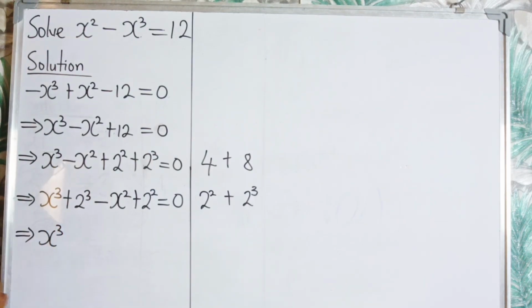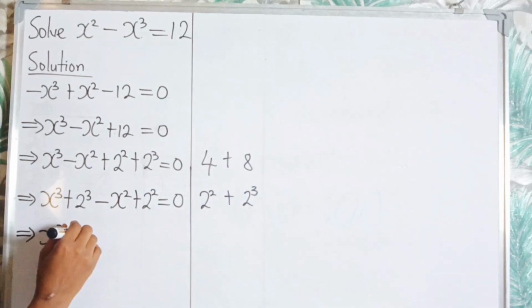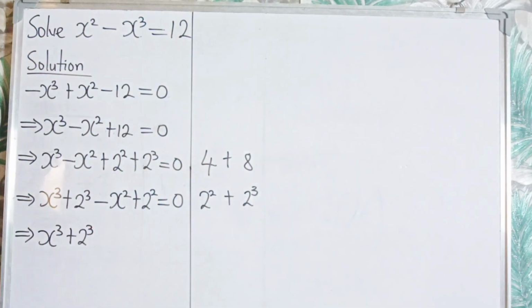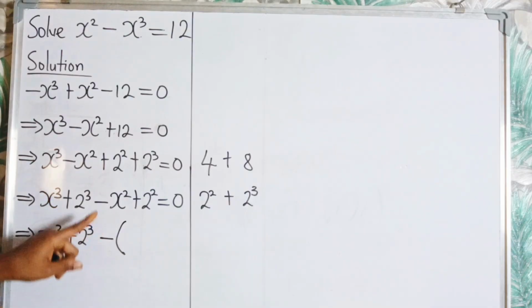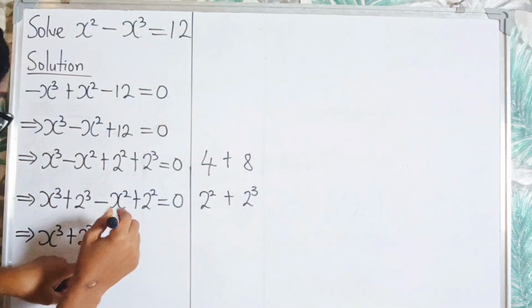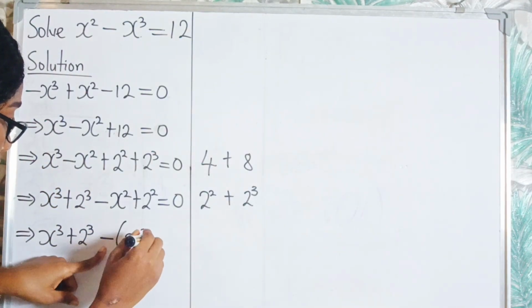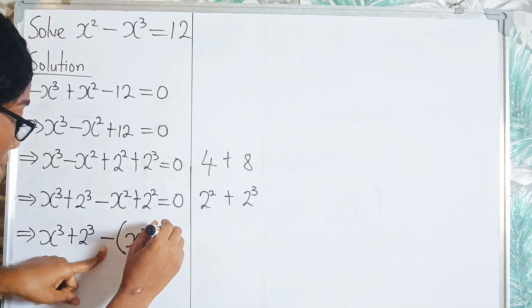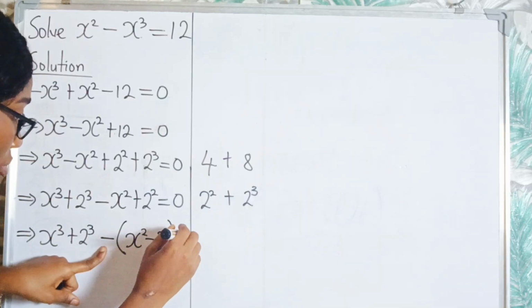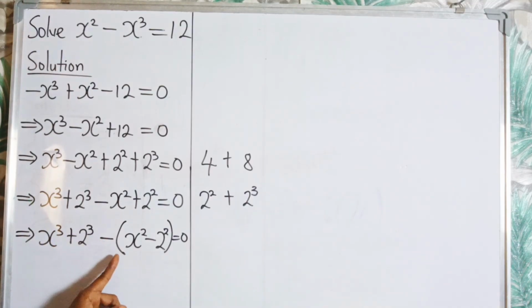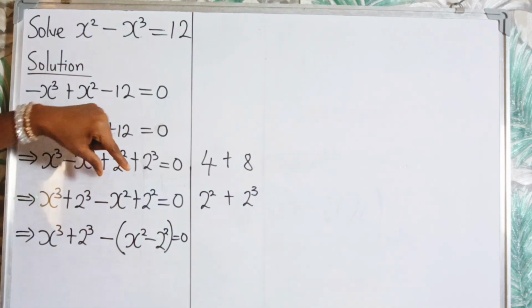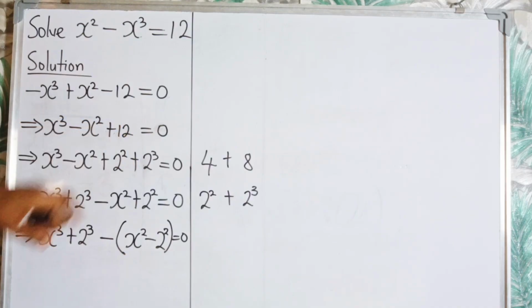So now we can have x cubed plus 2 raised to power 3, minus, we can put this in a bracket and bring out this minus sign. So this is going to give us x squared minus x minus 2 raised to power 2, and this is equal to 0. Now, if we use this minus to multiply through, we're going to have this.